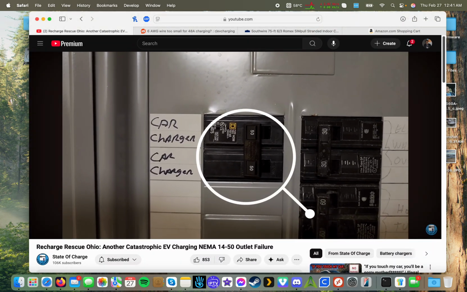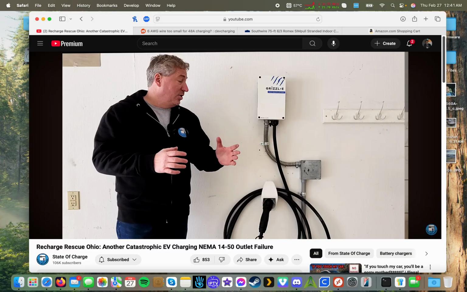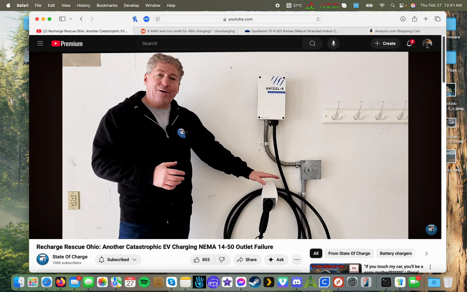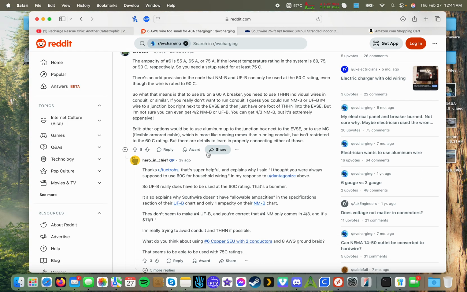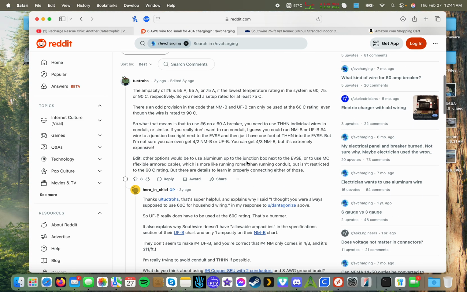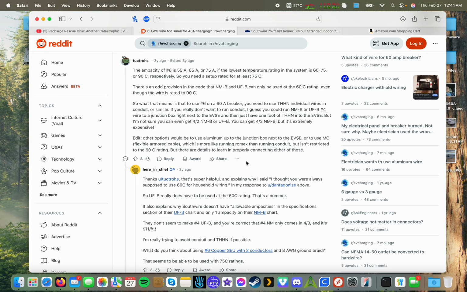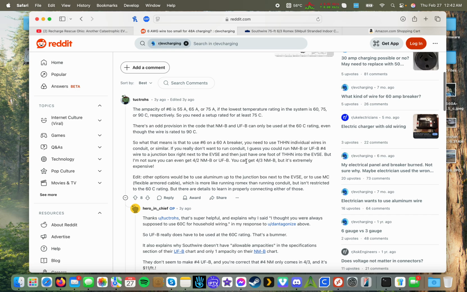But I would not charge a car on aluminum, period. I just wouldn't. So I don't know. Either there's not enough information here, or something has been left out, or we're getting conflicting information. But either way, I don't understand the problem with using 6-gauge Romex.